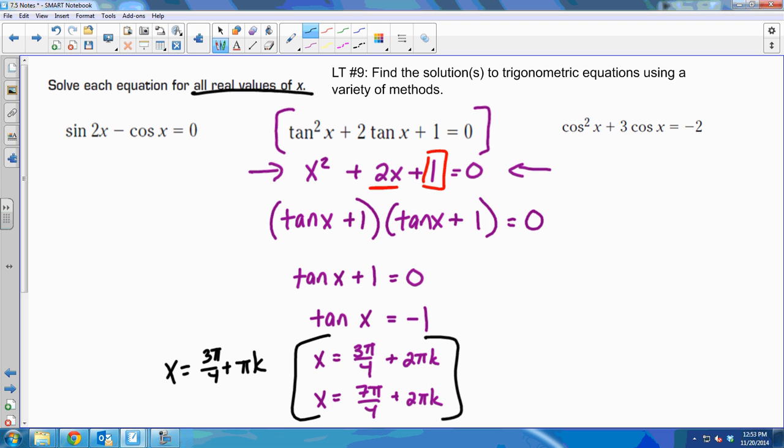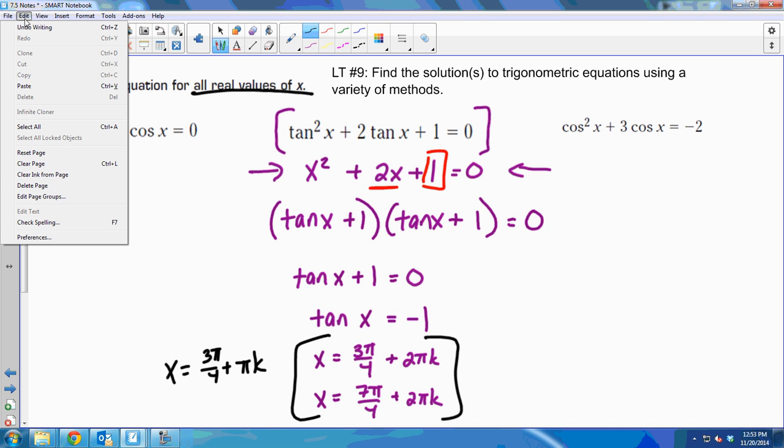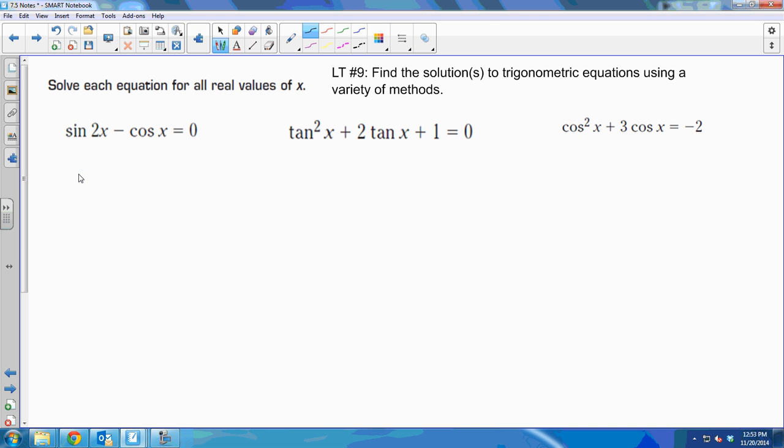Questions? Can I erase this? One more, and then I'll be done. On the last one, I've got cosine squared x plus 3 cosine x equals negative 2. If you try to factor the cosine out, it's still equal to negative 2, so you can't separate it because it's not equal to 0. So you'd want to add 2, that way it equals 0, and you can do something about it.